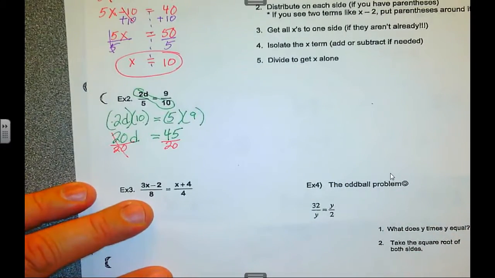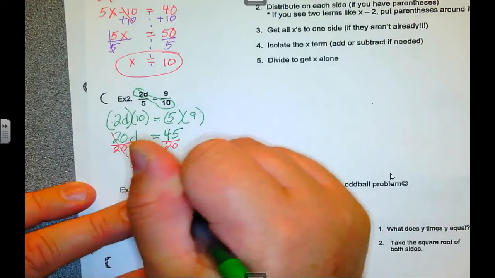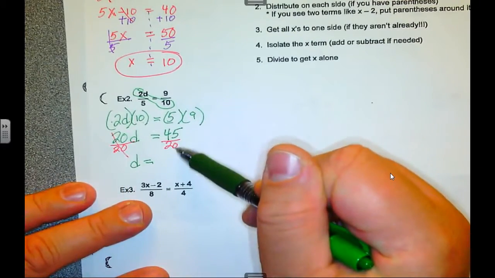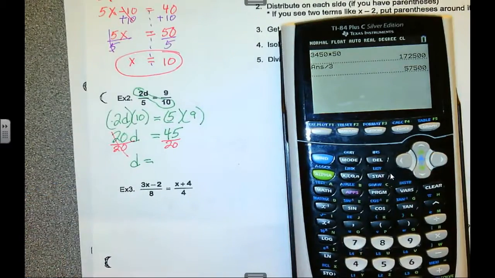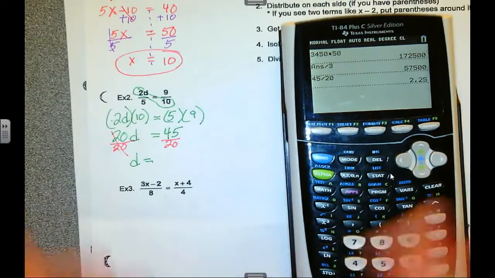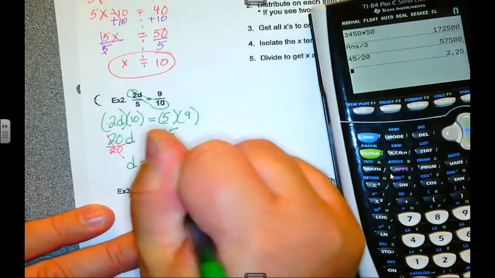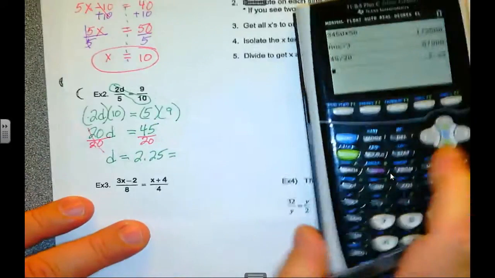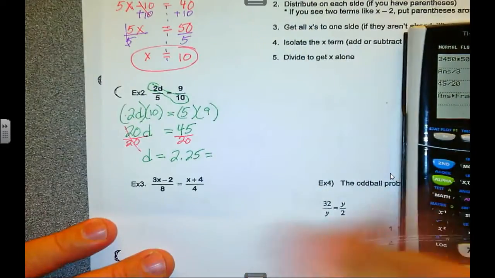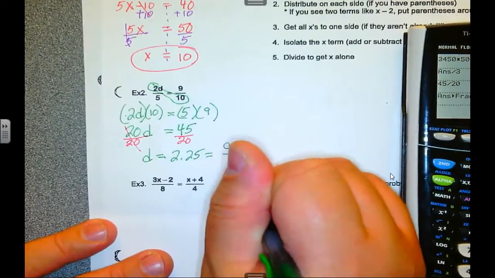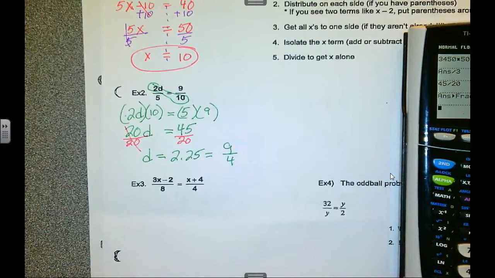So d. Now, this you're going to be able to simplify. If you don't want to simplify, use your calculator. 45 divided by 20. You can either use a decimal or hit math, enter. I get 9/4. It actually reduces that fraction. I would prefer the fraction, but decimal is not wrong.